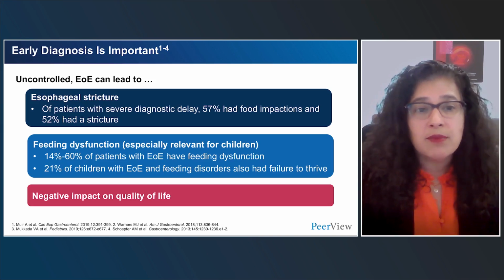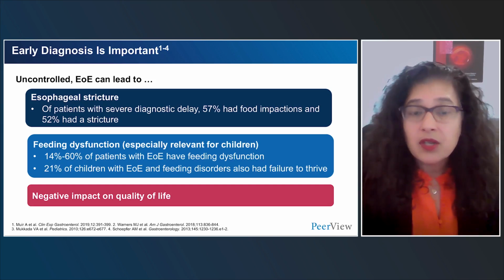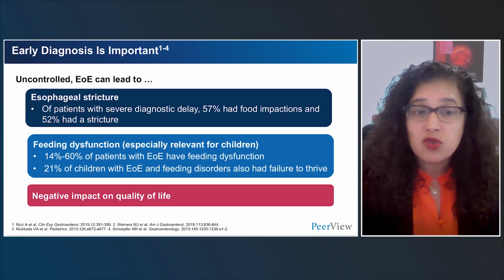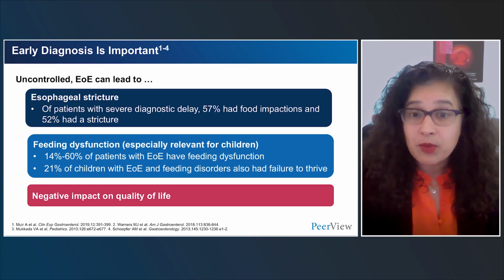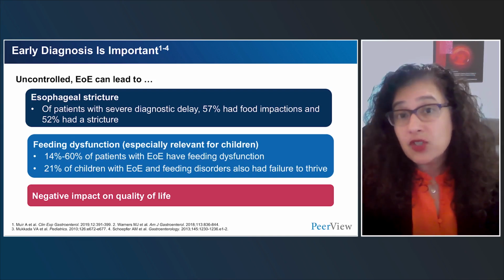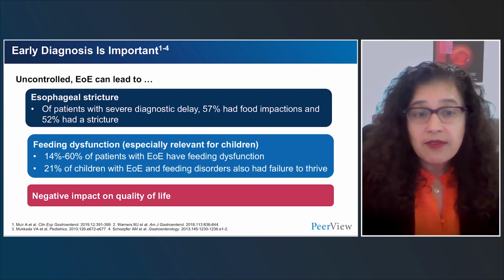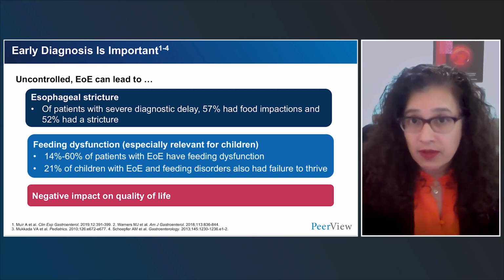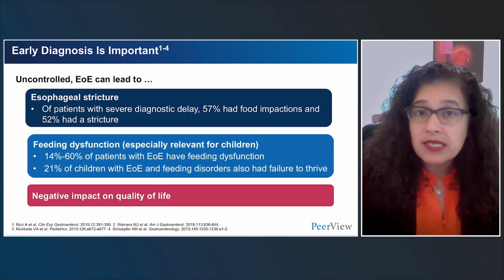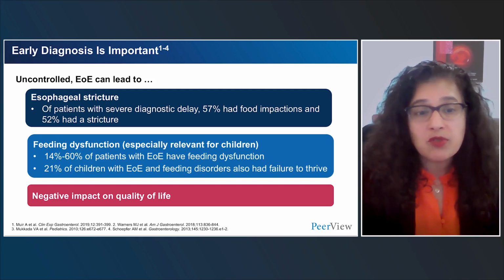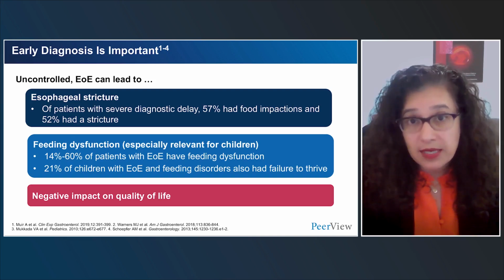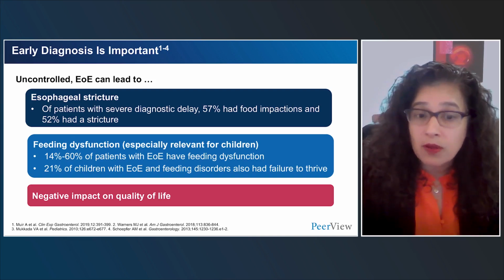Early diagnosis is important for many reasons. Uncontrolled EoE can lead to esophageal stricture. Of patients with severe diagnostic delay, 57% had food impactions and 52% had a stricture. Feeding dysfunction is especially relevant for children. 14 to 60% of patients with EoE have feeding dysfunction, and 21% of children with EoE and feeding disorders also have failure to thrive. And as you can imagine, all of this has a negative impact on quality of life.